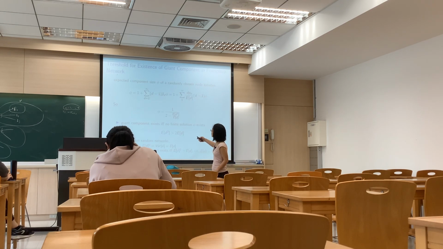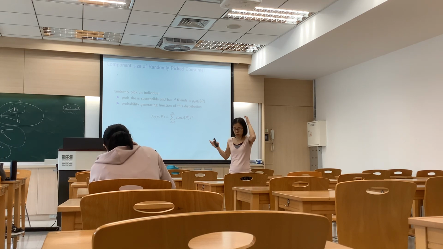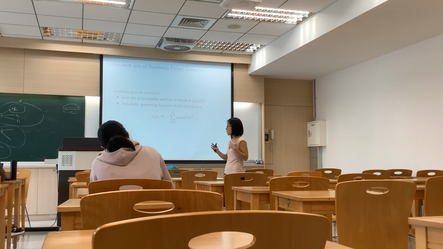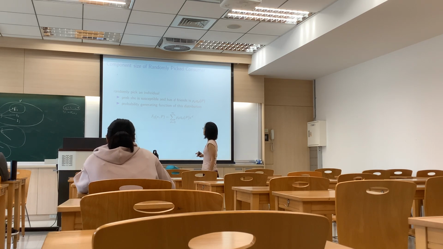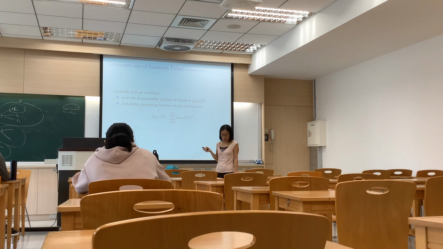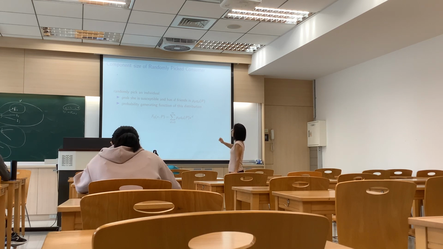We need to use the probability generating function technique to find the fraction of people in the giant component, and we also need to incorporate susceptibility. What we care about is the component size of a randomly picked consumer in the word-of-mouth network. So let's randomly pick a consumer.